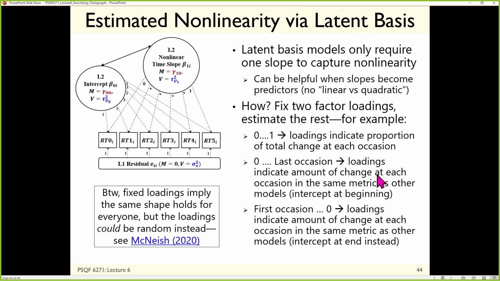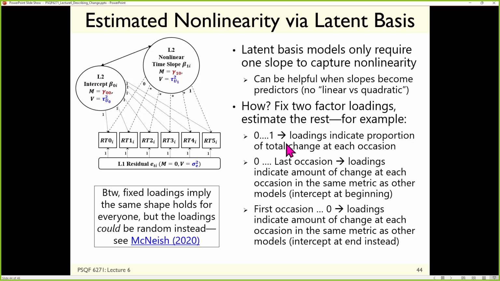This is what's called a latent basis model. And you have a reading on your reading list for this class. It's McNeish 2020-ish, where he has a good treatment of this as well as an extension. But here, the difference is that rather than defining the factor loadings to represent some kind of specific pattern of change, linear or quadratic or log time or whatnot, I'm letting the data figure it out. So the basis of change is being estimated. So the rules are you fix 2 of the loadings to known values, and you let the data decide what the rest should be.